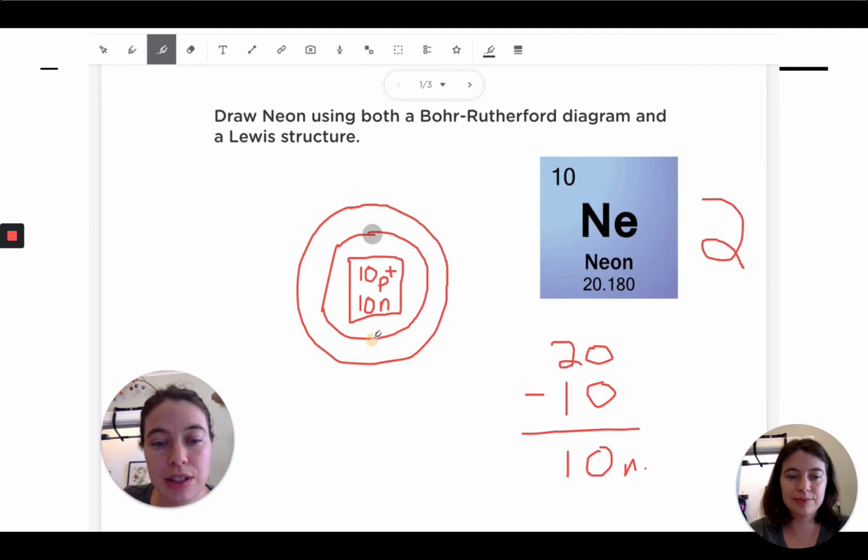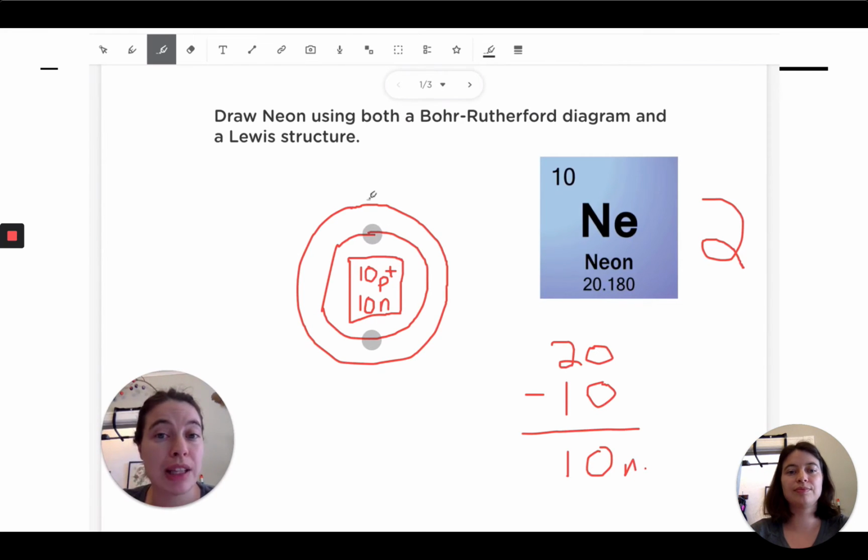1, 2. For the innermost shell, you can put them on either side or you can pair them up. I'm not as picky there. And then I've got 8 electrons for the next shell. Remember we have 10 electrons total. I've used 2, so I have 8 left. The second shell can hold up to 8, so this is going to be very easy. I'm just going to put 8 electrons in that second shell.